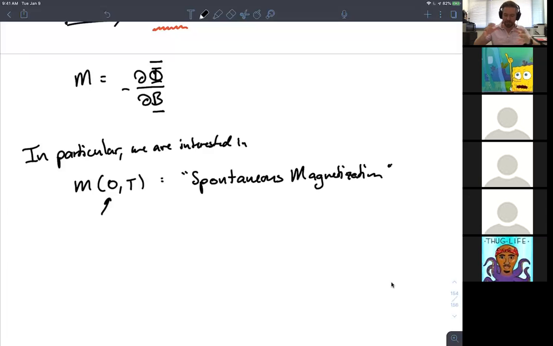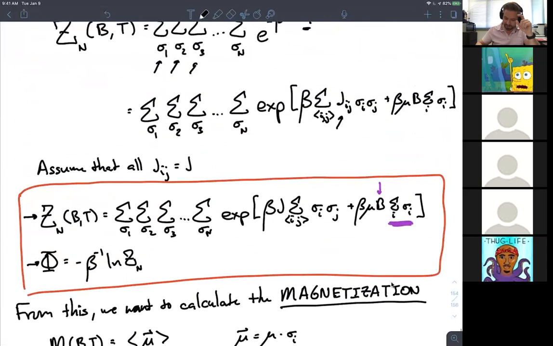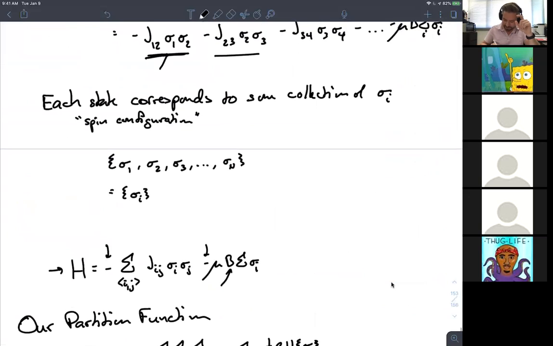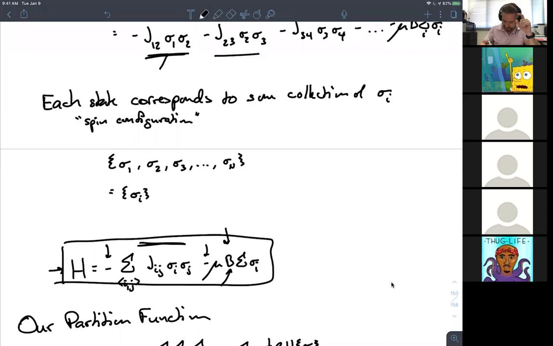Okay, and so now if there is no net external magnetic field, if there is a spontaneous magnetization, that has to come from just the interactions of the spins themselves, right? If we look at our Hamiltonian, if B here is 0, that means that we can only get alignment or anti-alignment of our spins as a result of the spin-spin interactions.